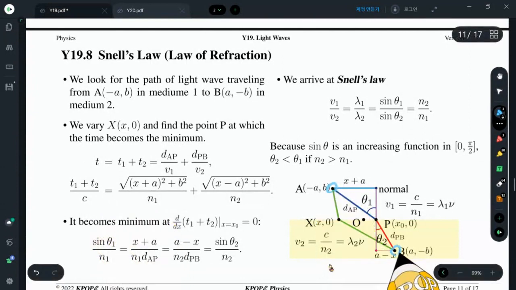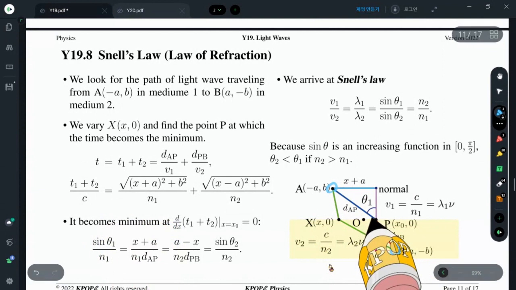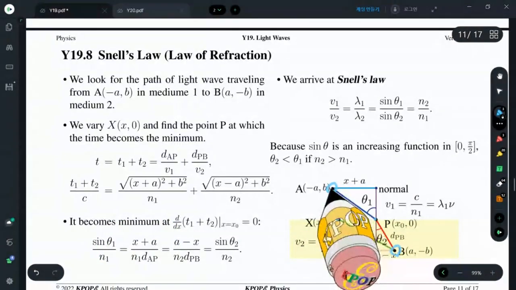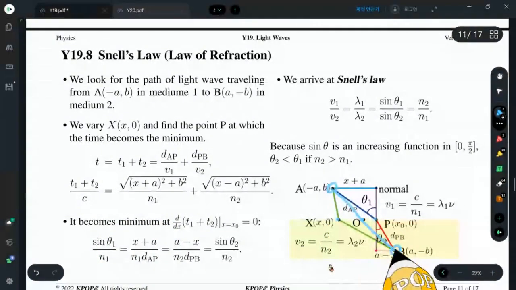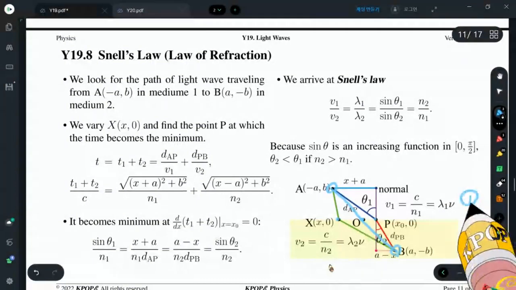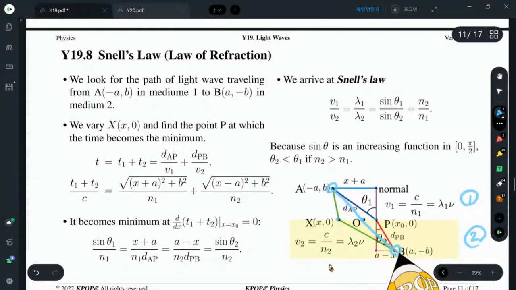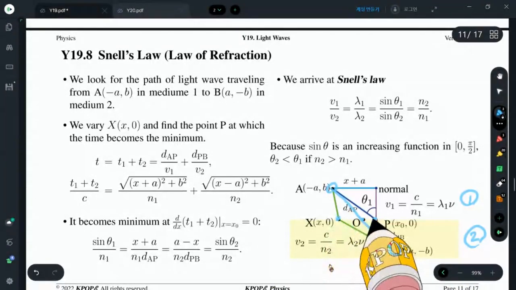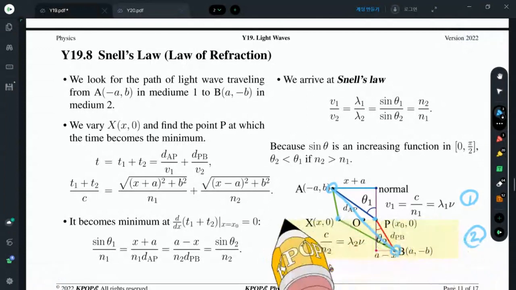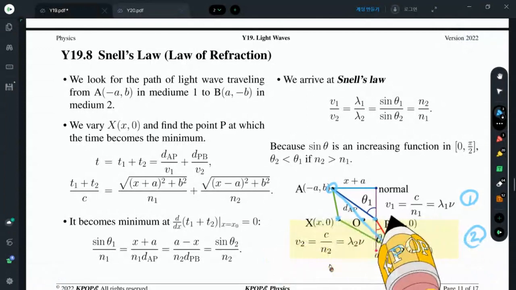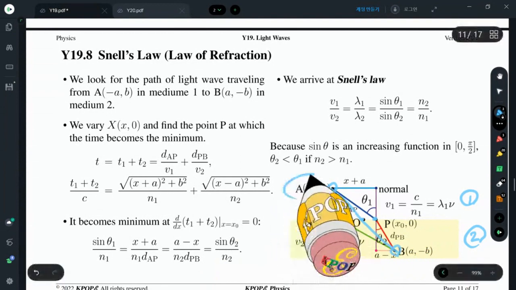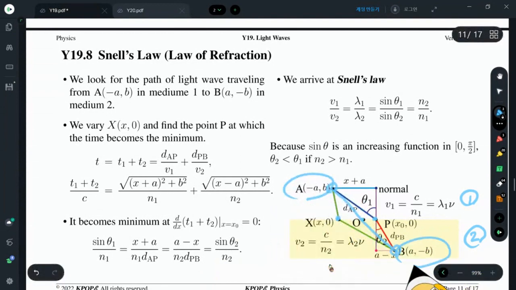From A to B, we can draw a straight line. And why don't we choose a point? Here, the origin is on the interface between medium one and medium two, the straight line. Why don't we move this point on the interface and allow the variation? Then we can find the time of travel from here to there.